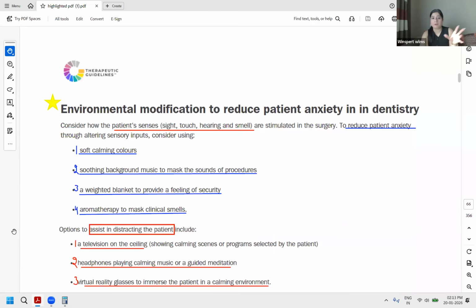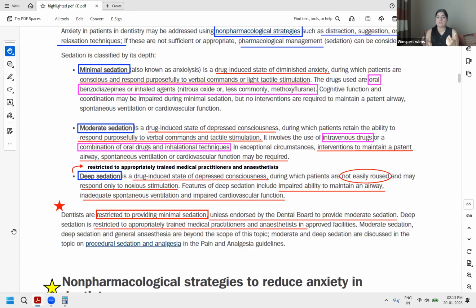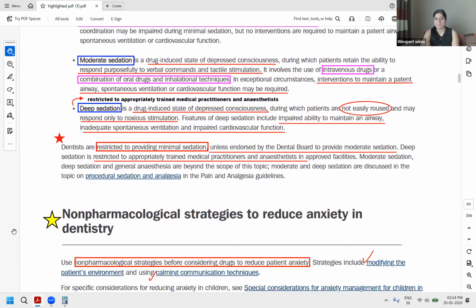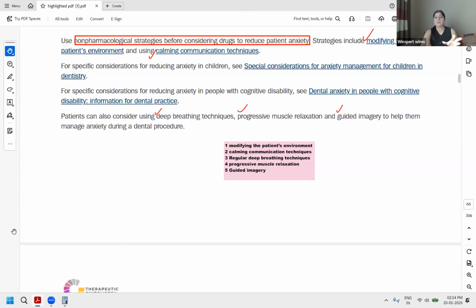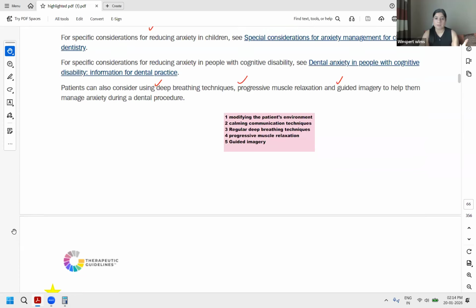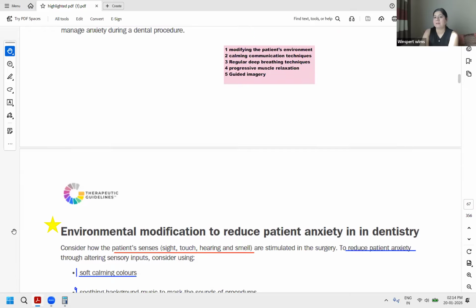Let's have a recap of whatever we did in the anxiety management. Number one, preference: non-pharmacological strategies. Sedations are of three types: minimal, moderate, deep. In dentistry, you use minimal, not moderate or deep. Minimal has two types: oral BZDs and nitrous. And methoxyflurane does not have much role in dentistry. Non-pharmacological strategies include modifying the environment and using calming communication techniques. Various methods like modifying the patient's environment, calming communication methods, regular deep breathing, progressive muscle relaxation, and guided imagery can be used to handle the patients.